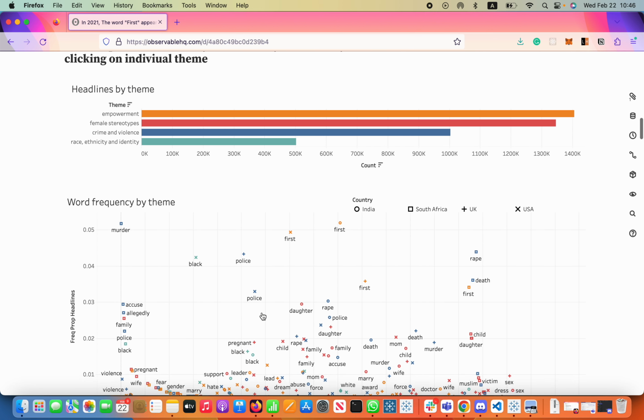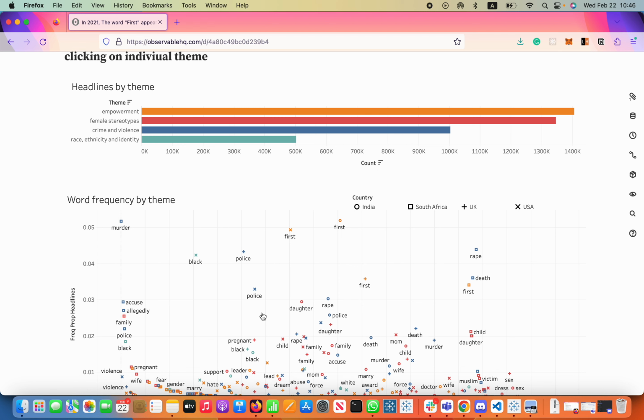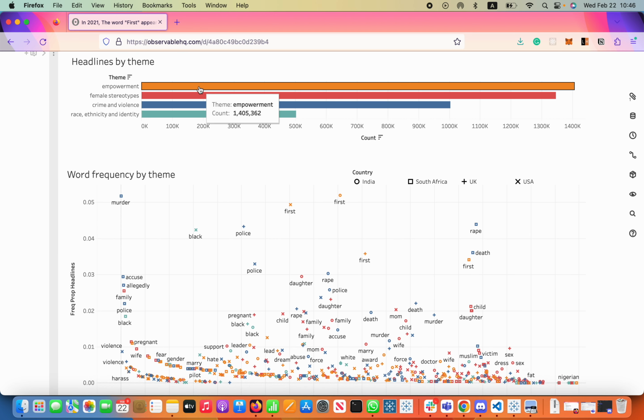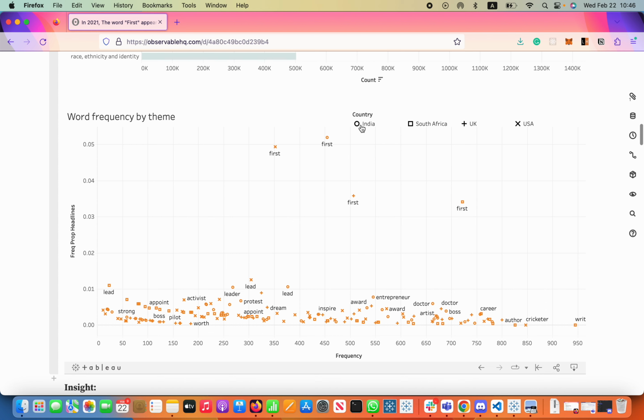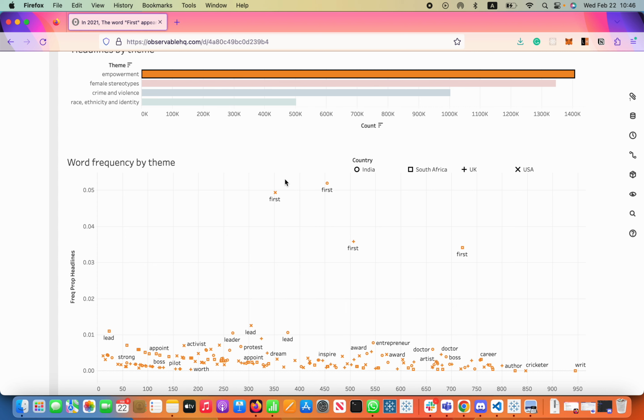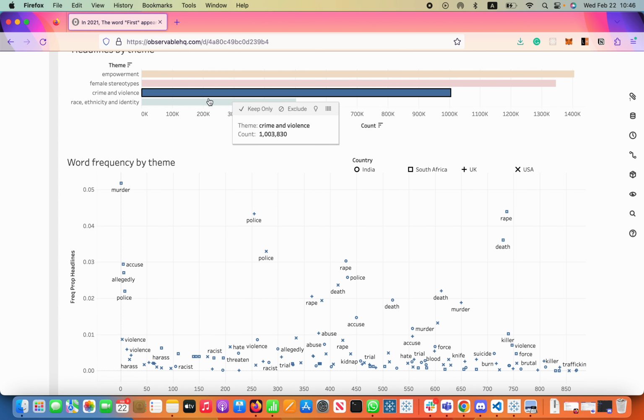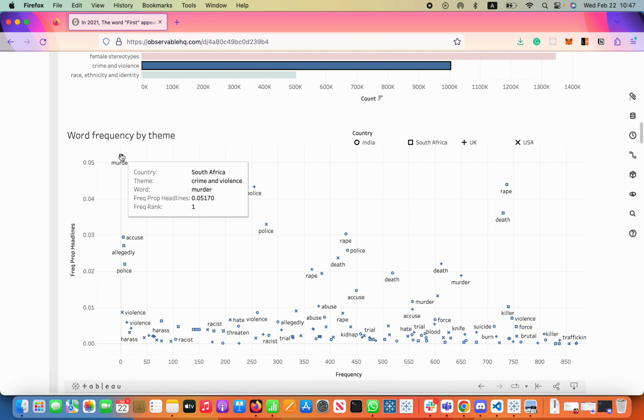And the next visualization is also built as a Tableau dashboard. Here I have given users the option to play with the themes. So you can select the theme, and the words based on that theme will be populated, and you can differentiate the countries by their shapes. As we can see, the word "first" was dominant across all 4 countries, and if you select a different theme, like crime and violence, then you can see the words that had more frequency pertaining to each country.